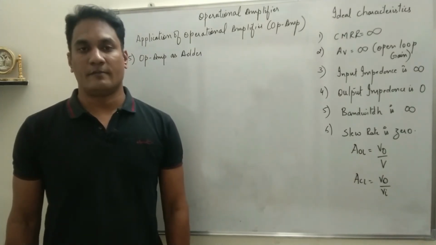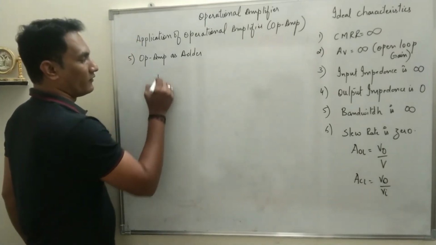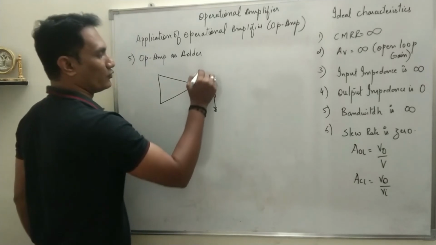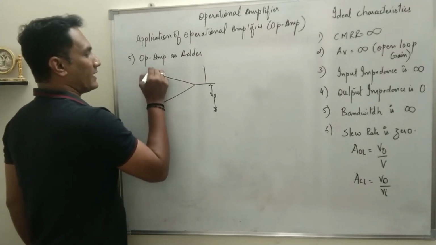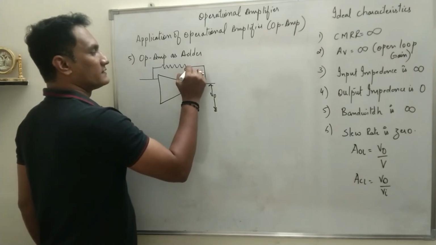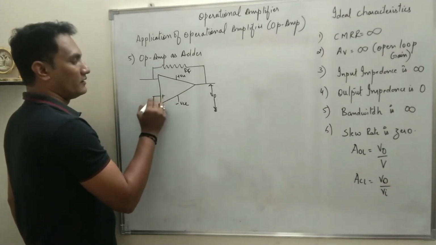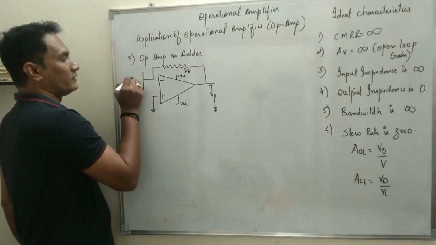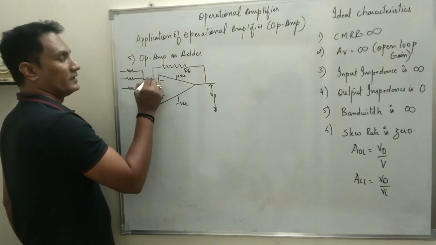Next application of op-amp is op-amp as adder. See the circuit diagram which I am going to draw for op-amp as adder. This is where we will take the output voltage. Some part of the output is connected back to the input through feedback resistance RF, to power supply plus VCC, minus VCC, non-inverting terminal is grounded, and instead of one input we are providing 3 inputs to the inverting terminal.